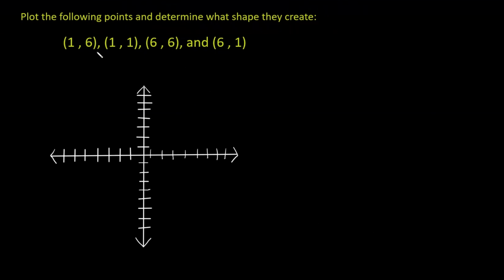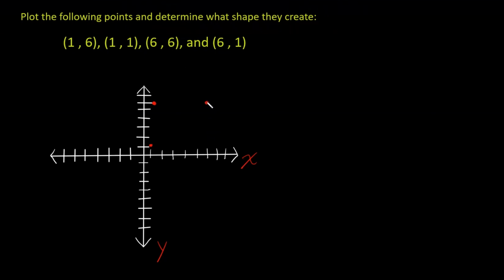So first let's plot this point. I'll go ahead and write that this is the x-axis and this is the y-axis, right? The point 1, 6 is going to be 1 in the x direction and then 6 in the y direction. So this is going to be 1 and then 1, 2, 3, 4, 5, 6. And then our second point is 1, 1, so that is over 1 and then up 1, right? And then 6, 6, so 1, 2, 3, 4, 5, 6, and then 1, 2, 3, 4, 5, 6.